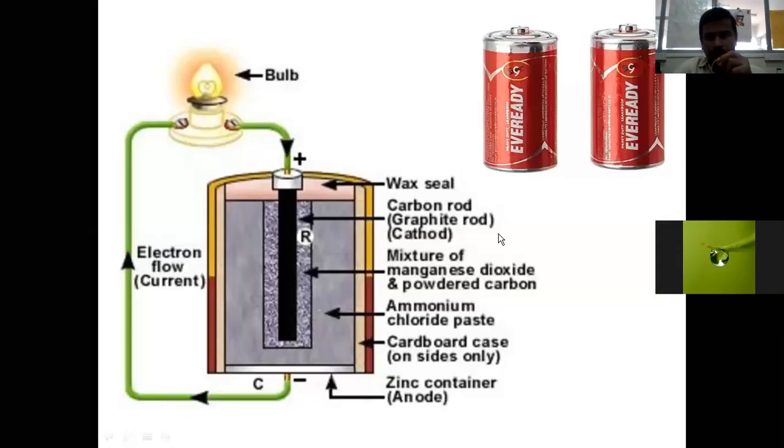Everyday flashlight batteries belong to galvanic cells. This is the cross-sectional view. How is it going to function? There is manganese dioxide into which a carbon rod has been immersed, and there is a zinc container which is going to act as the anode, and the carbon rod or graphite rod which has been immersed into the manganese dioxide is going to work as the cathode.